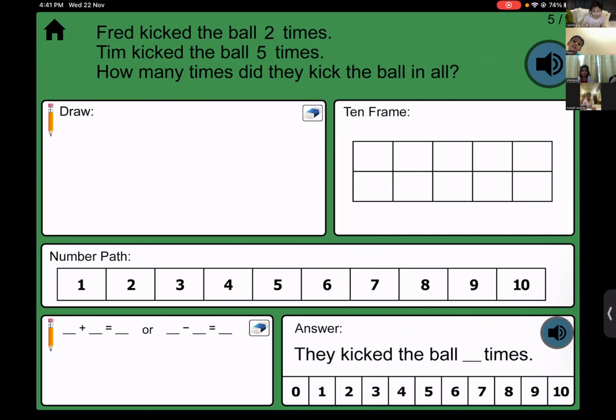Fred, you can read. Evanjali, start reading and tell me how to answer this. Fred kicked the ball 2 times. Then kicked the ball 5 times. How many times did they kick the ball in all?